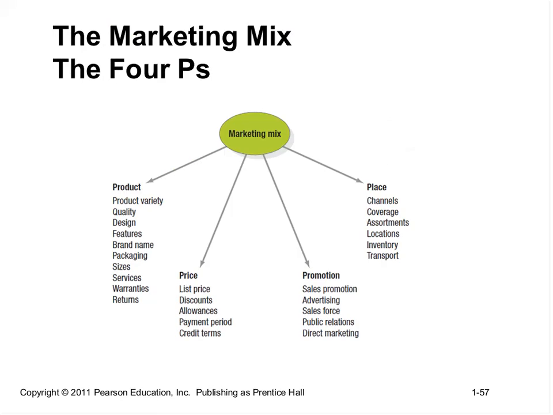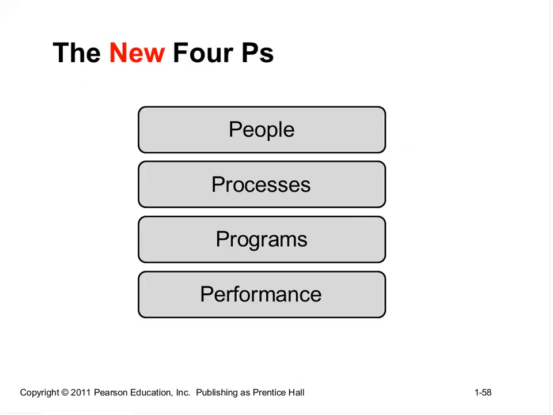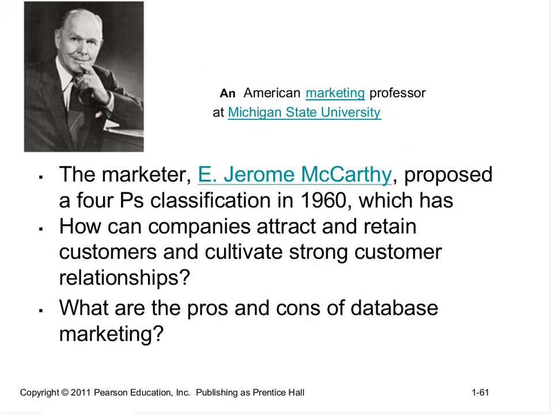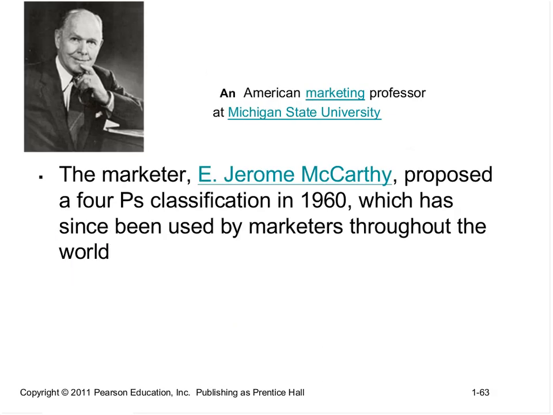As you remember, last week I told you about the marketing mix and 4 P's. What are the 4 P's? The main concepts in a business tool for marketers are product, price, promotion, and place. These 4 P's were first introduced by an American marketing professor at Michigan State University, Dr.